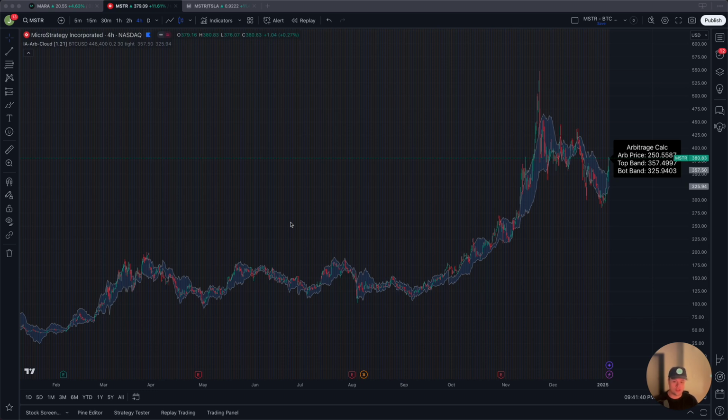First off, as you guys know, I love MicroStrategy, and I think the best way to grow your capital is by investing it in the right assets. And I think MicroStrategy and Tesla are my two favorite assets. So just by trading those two assets alone, your capital is going to grow.